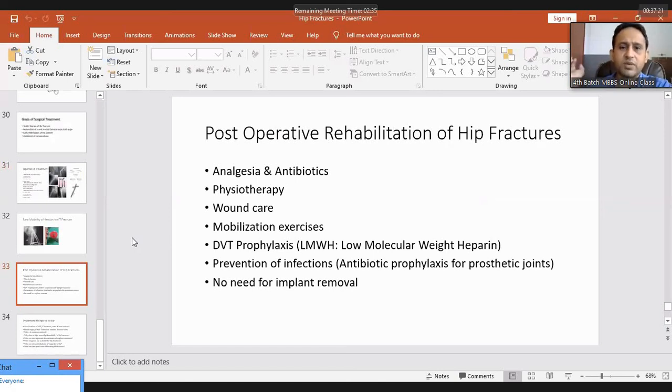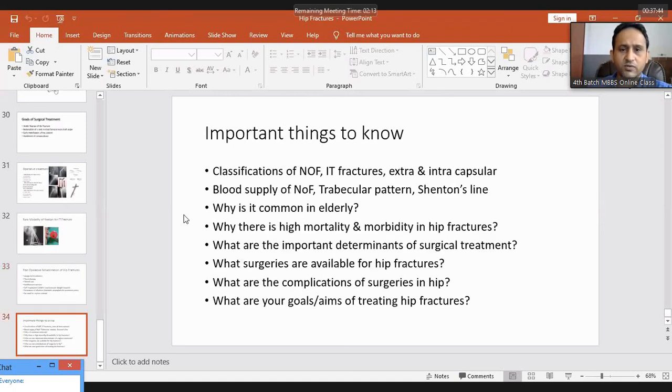Post-operatively, you want to give the patient analgesia, antibiotics, and physiotherapy. You want to dress the wound and mobilize the patient. You want to give DVT prophylaxis with low molecular weight heparin, and you want to prevent infection by giving antibiotic prophylaxis, for example in heart valve patients, whenever you are doing any additional procedure. There's no need to remove this hip implant, so they go on for life.